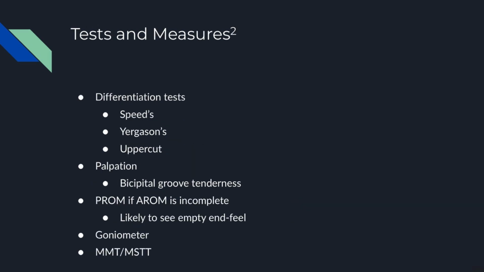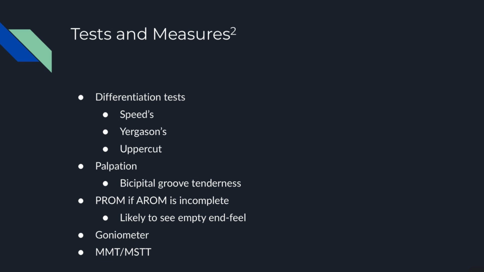The tests and measures, we'll do our special tests, of course. Speed's, where we'll flex the shoulder to 90 and fully supinate and give a downward force against their upward force. The test would be positive if we reproduce their symptoms. Yergason's, where we have 90 degrees of flexion and forearm pronated, and they give a resisted supination. Same positive signs if it's pain or possibly even subluxation of the long head of the bicep.